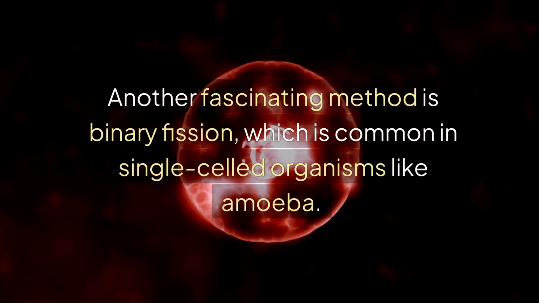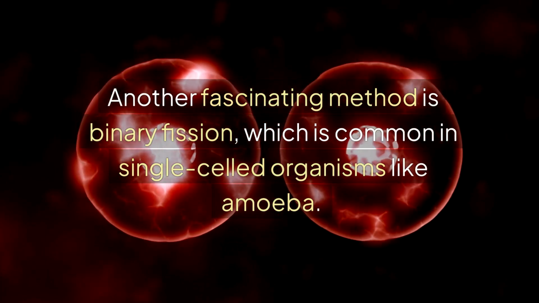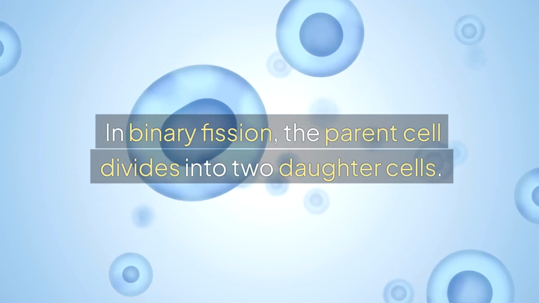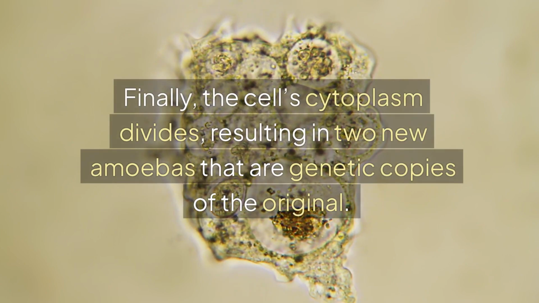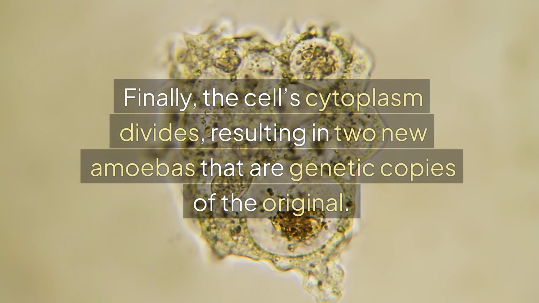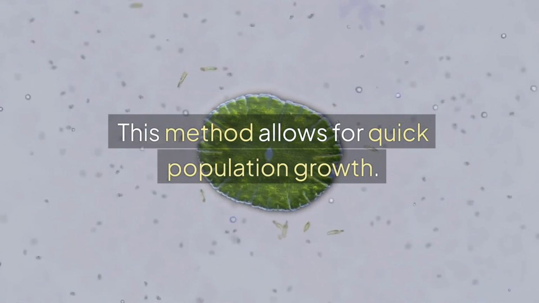Another fascinating method is binary fission, which is common in single-celled organisms like amoeba. In binary fission, the parent cell divides into two daughter cells. The process starts with the splitting of the nucleus, followed by the division of other cell components. Finally, the cell's cytoplasm divides, resulting in two new amoebas that are genetic copies of the original. This method allows for quick population growth.